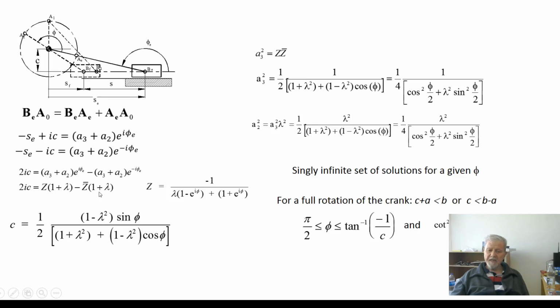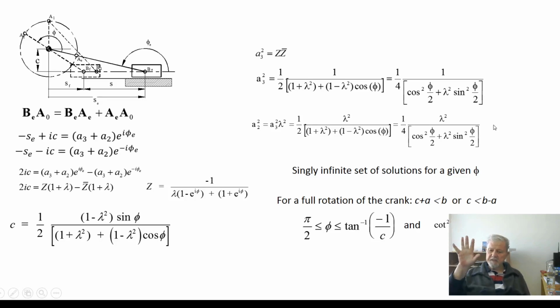In terms of Z and lambda, I can write this equation as such: Z times 1 plus lambda minus Z bar times 1 plus lambda. Now, since Z is equal to this term, substitute it to obtain C is equal to 1/2 times 1 minus lambda squared sine phi divided by 1 plus lambda squared plus 1 minus lambda squared cosine phi. So we have z bar is equal to A3 squared. If we expand it, we obtain this equation. A2 squared is equal to A3 squared lambda squared, which we end up with this equation.